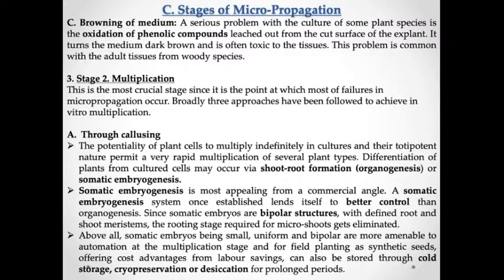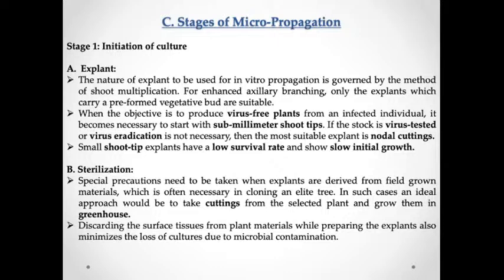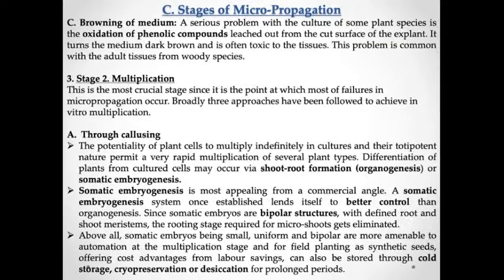Now, after stage one, the initiation of the culture, having selected a virus-free plant, sterilized it, and checked whether browning of the medium is happening or not, you go for stage two, multiplication. This is the most crucial step, where most of the failures happen. Basically, we take three broad approaches to achieve in vitro multiplication. First is through callusing.